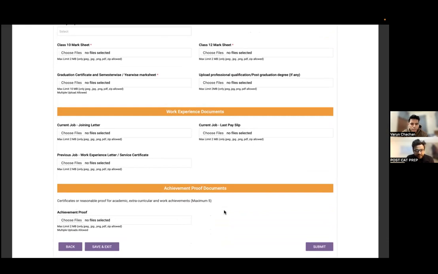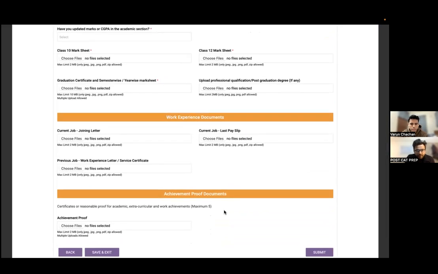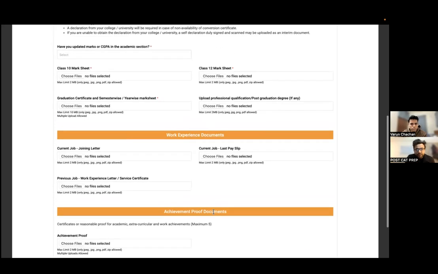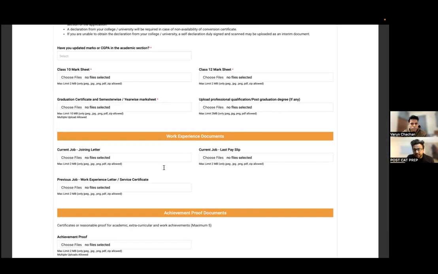Yeah, so I think just a couple of elements, Varun. So, achievement proof, whatever achievement you are mentioning. So it's saying certificates or reasonable proof. Reasonable proof can be anything which comes on the institution's letterhead, or anything which comes from the institute's mail ID. So all that is reasonable proof. What you can do is, you can compile in the form of PDF, merge the PDFs, and attach it here. Similarly, in work experience, you have to put your offer letter, your last pay slip, and your work experience letter or service certificate.